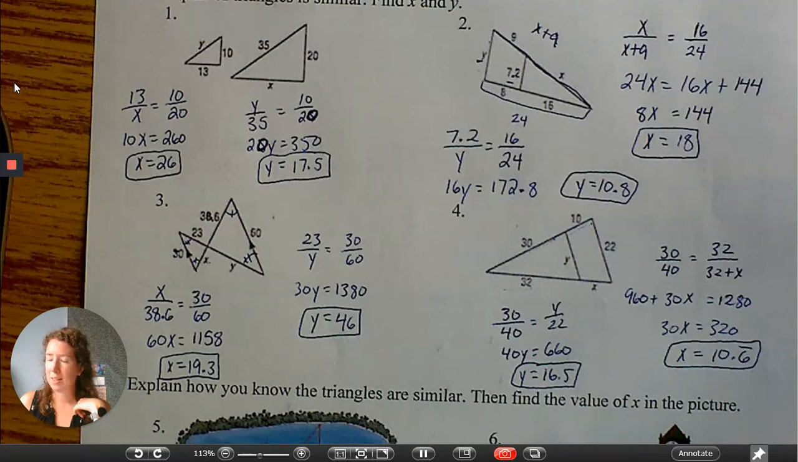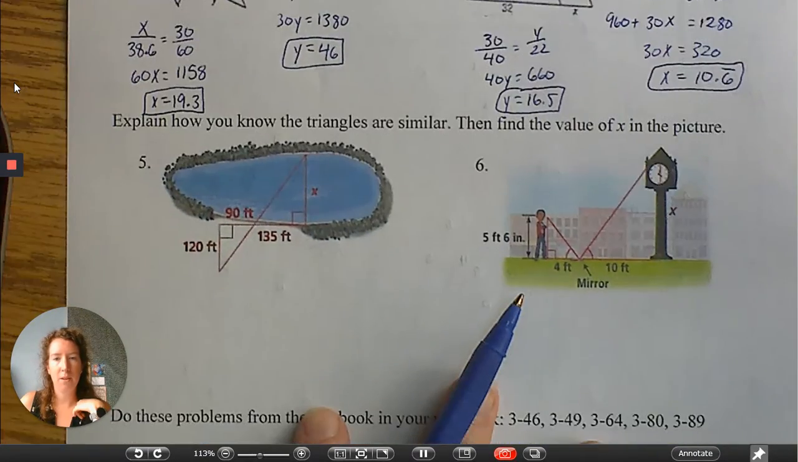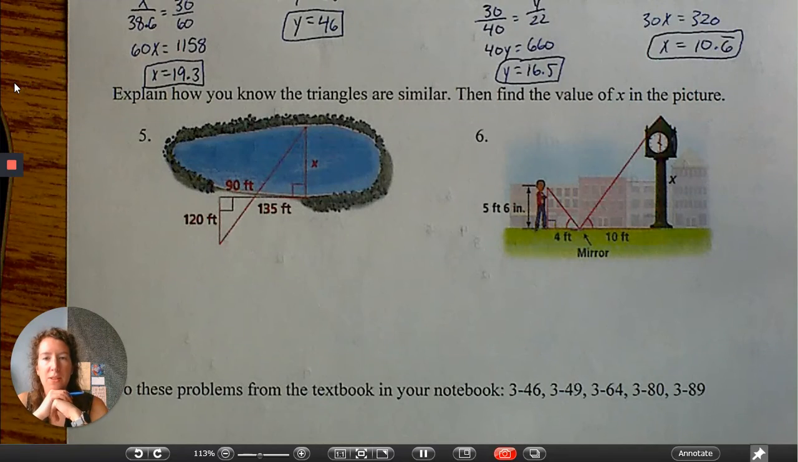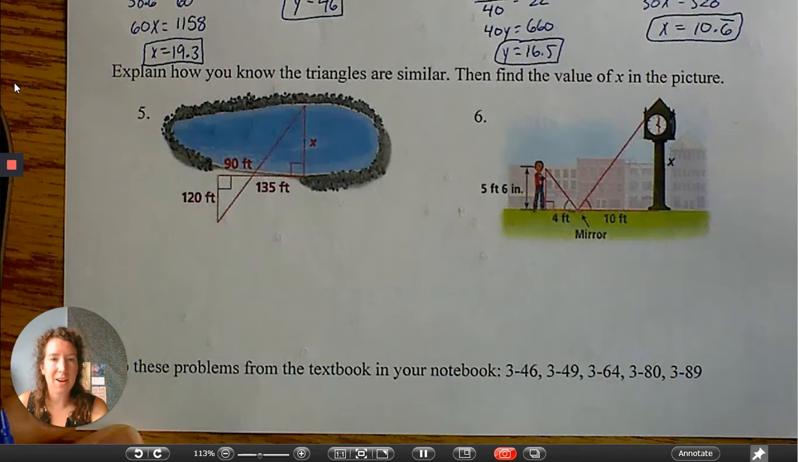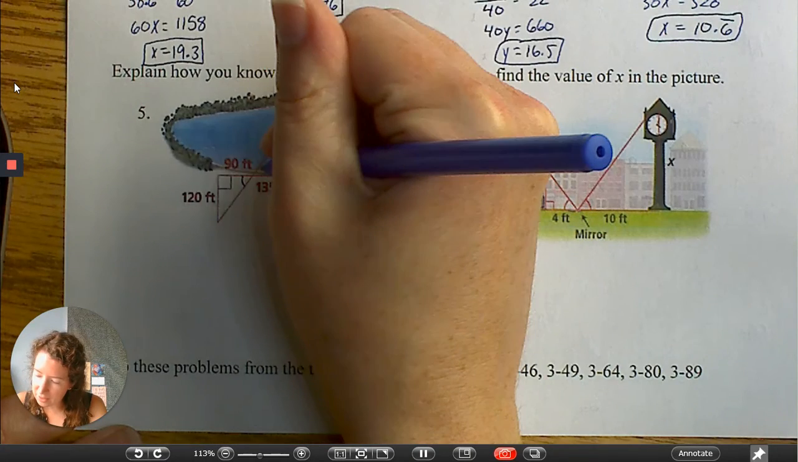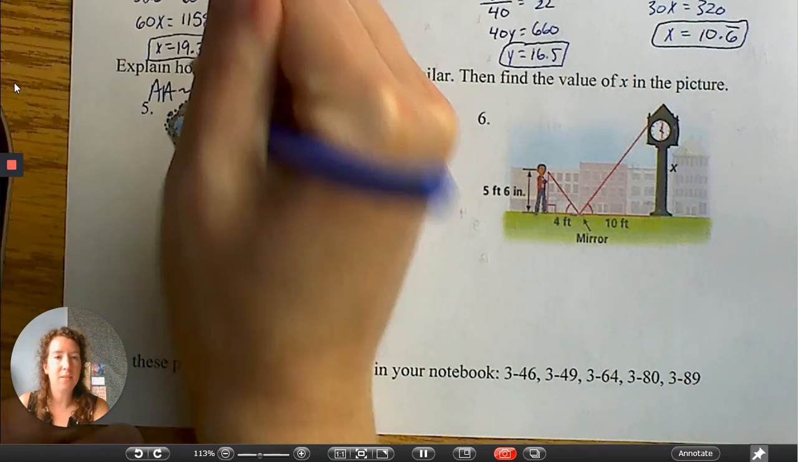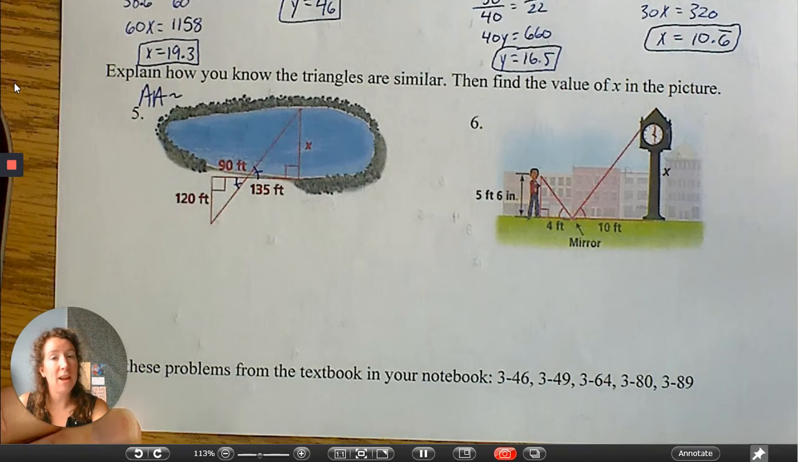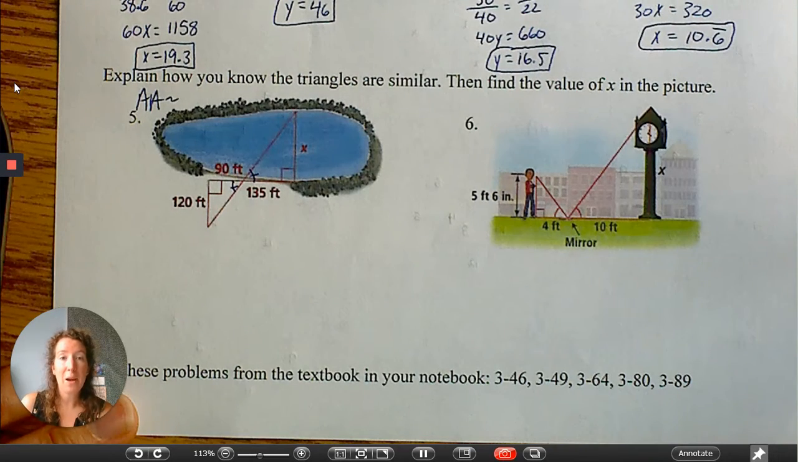Okay, let's look at 2 more examples. We want to explain how we know that the triangles are similar and then find the value of x in the picture. So in this first one, at number 5, we've got a pair of congruent angles there, and that's all that's marked. However, I have a pair of vertical angles here. So I know my triangles are similar by angle-angle similarity. So because of that, I can set up a proportion. Remember, a proportion is when two ratios are equal, and we can solve for x.